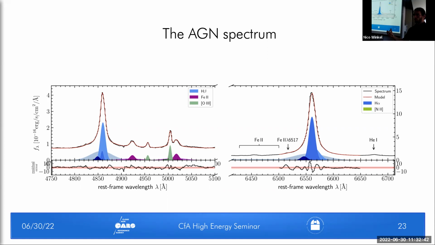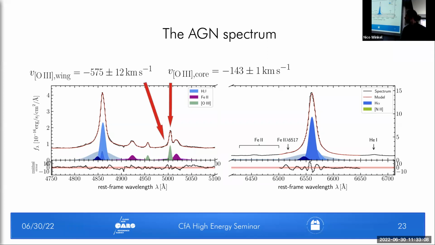From the kinematic modeling, we know the systemic velocity of the galaxy with a high precision. And this tells us that already the core component, so the narrow component, is blueshifted by 140 kilometers per second, which is kind of surprising because this narrow line is usually interpreted as the extended narrow emission that is in the galaxy frame. In this case, it turns out it is not. And the wing component has a velocity of 570 kilometers per second, so it's also approaching us with an even higher velocity.